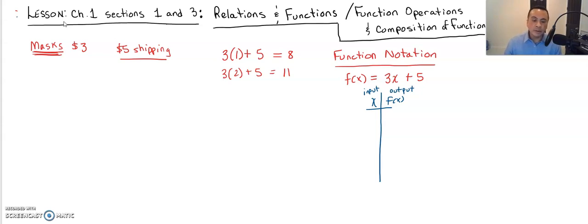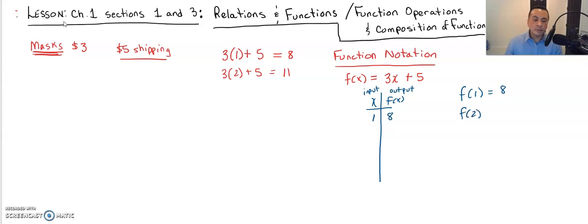Let's say you order 1 mask. What you're actually doing is finding f of 1. This is the official function notation for that. You're saying, what is the function f with a 1 as my input value? So 1 is my x. 3 times 1 is 3, plus 5 is 8.